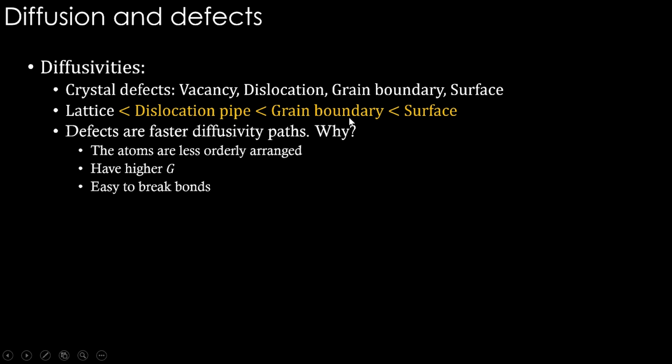And diffusion through grain boundary is easier. This is a two-dimensional defect. Surface is also a two-dimensional defect, and diffusion through that will be even easier. Okay, so defects are faster diffusivity paths. Why? Because the atoms are less orderly arranged, therefore they have high energy, high Gibbs energy, and it is easy to break bonds and make bonds through such areas which are basically excited and ready to change. And this is the hierarchy. Lattice diffusion, compared to that, dislocation pipe diffusion is faster, grain boundary diffusion is faster than that, surface diffusion is faster than that.